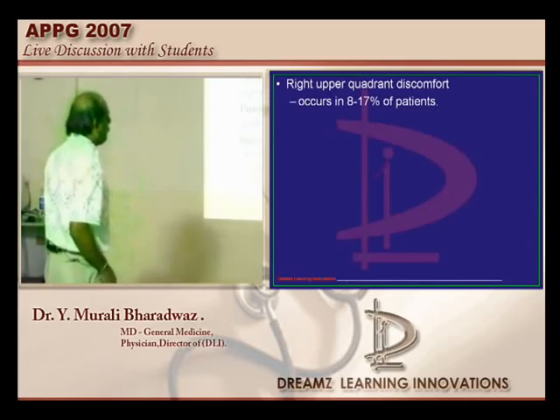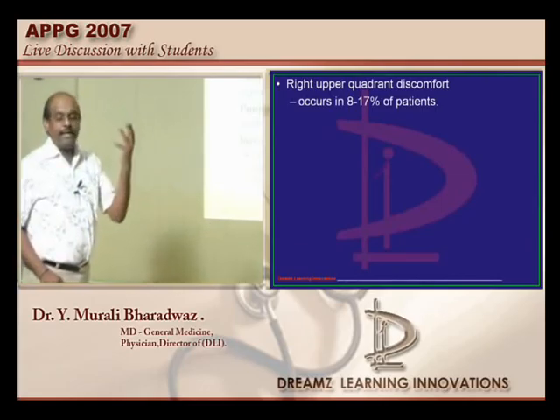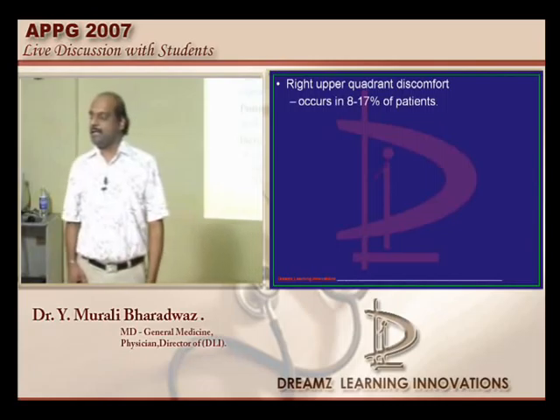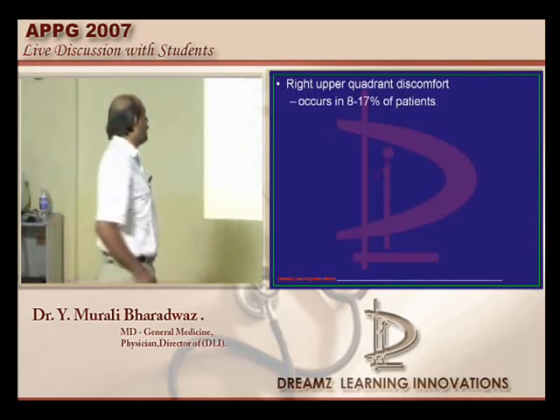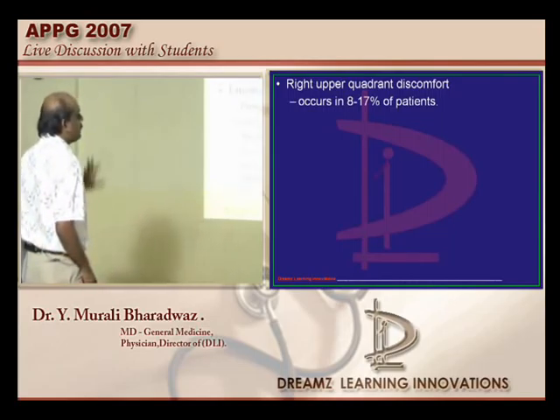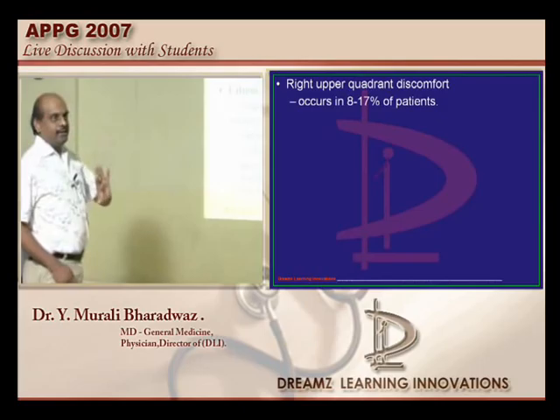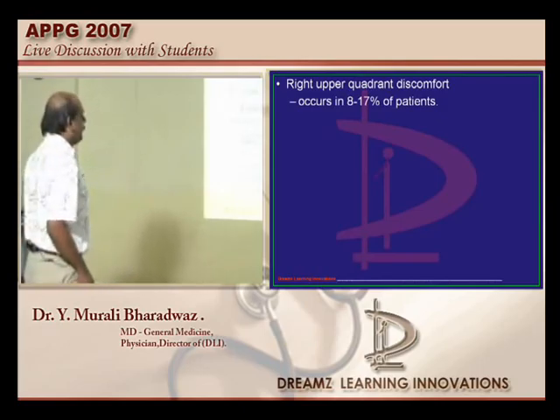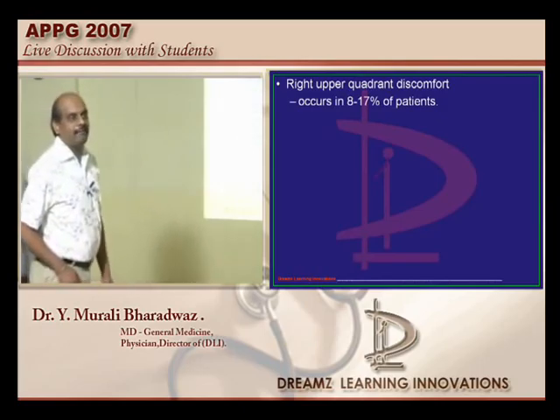So endogenous opioid peptides become upregulated in primary biliary cirrhosis patients and they lead to the development of pruritus. Right upper quadrant discomfort is a problem in about 8 to 17% of patients. So that is all the story when it comes to the symptomatology: fatigue, pruritus and right upper quadrant discomfort.